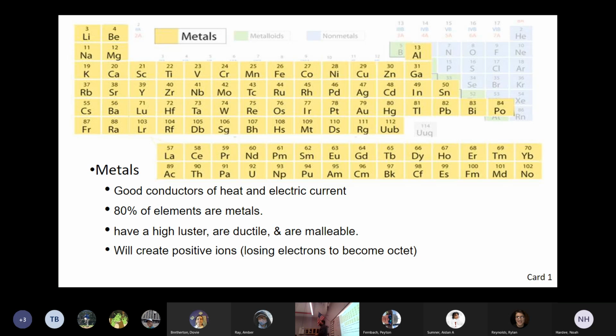When we start talking about reactions, they want the electron to leave. That's why they react the way they do.